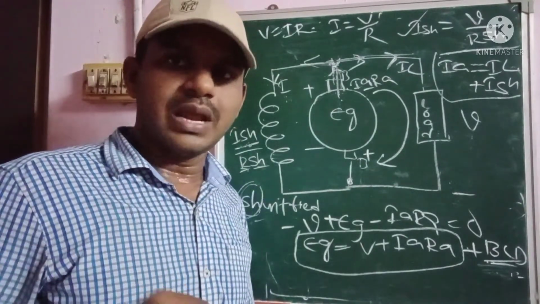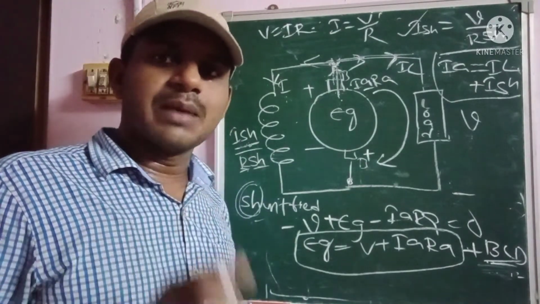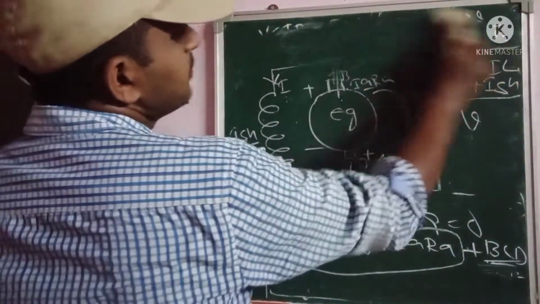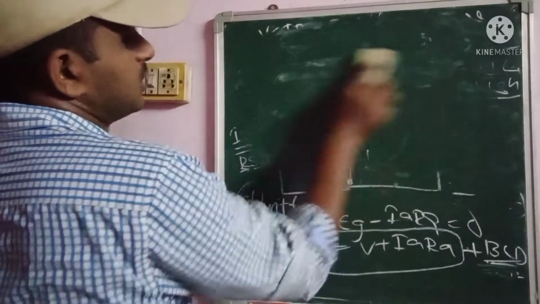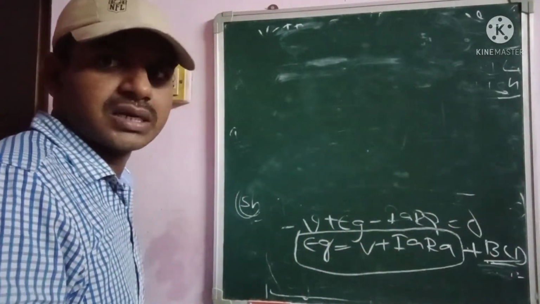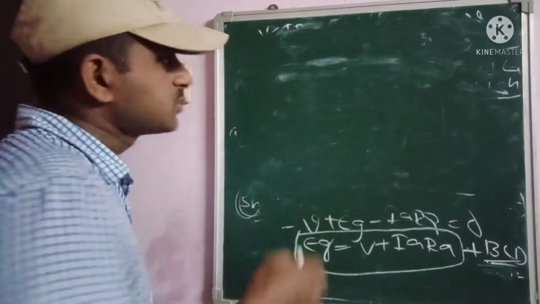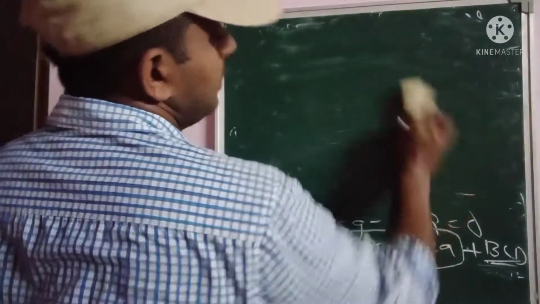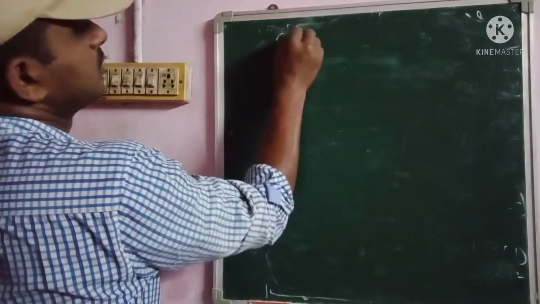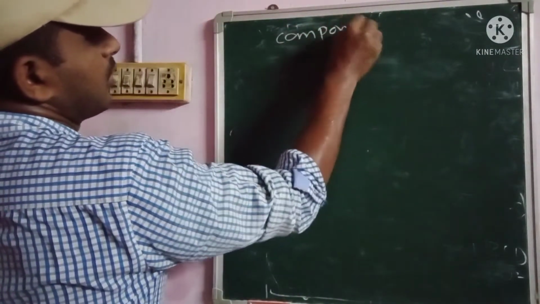Next we are going to discuss the DC compound generator. This is the last one in the self-excited DC generators. The next one is the DC compound generator.